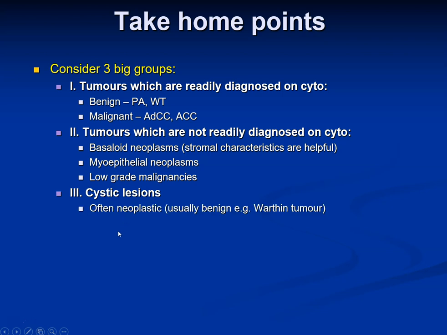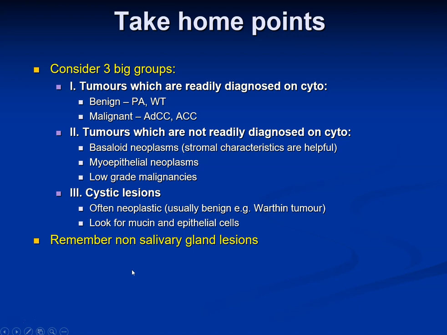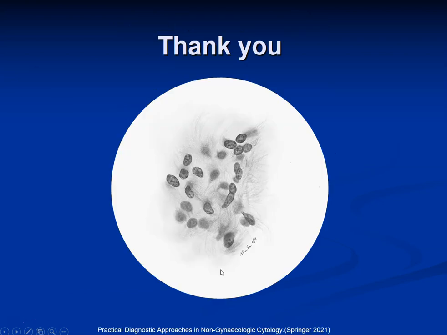Cystic lesions, in which they are often neoplastic, and it is very important to look for mucin as well as the nature of the epithelial cells. And finally, to remember the possibility of non-salivary gland lesions that are masquerading clinically as salivary gland nodules, lymph nodes, entities such as nodular fasciitis, which often does actually occur in the head and neck region, and pilomatricoma or other adnexal neoplasms. Thank you.